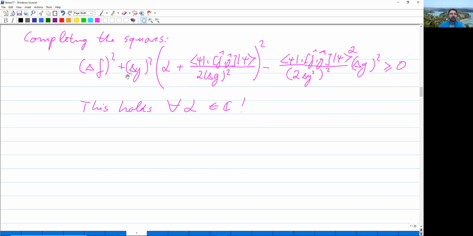How can we make it the hardest for the uncertainty principle to be fulfilled? Well, we make it the hardest by making that positive term as small as we can. And we can actually make it 0 by choosing our alpha to match that quantity here. So if we do this, choose alpha equal to minus psi i f hat g hat psi squared over 2 delta g squared.